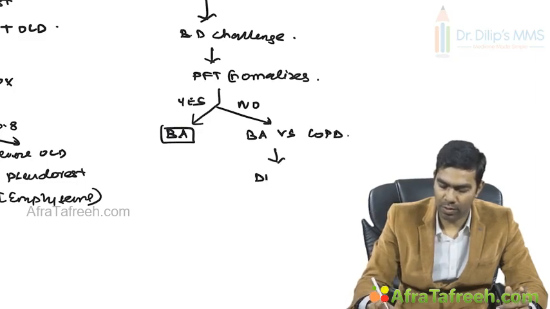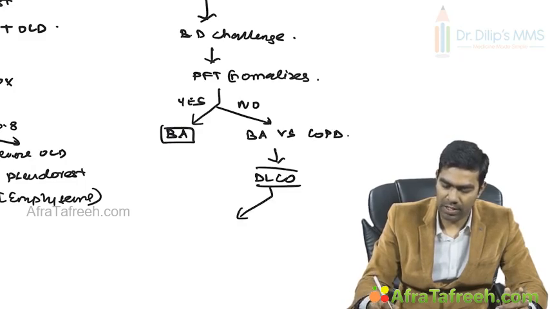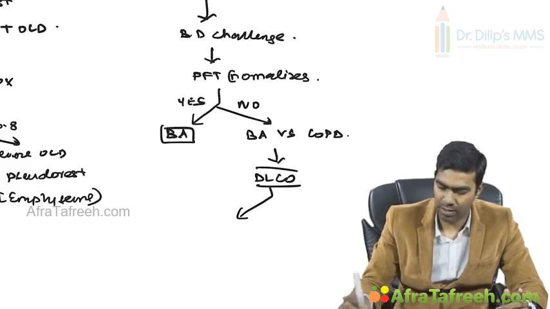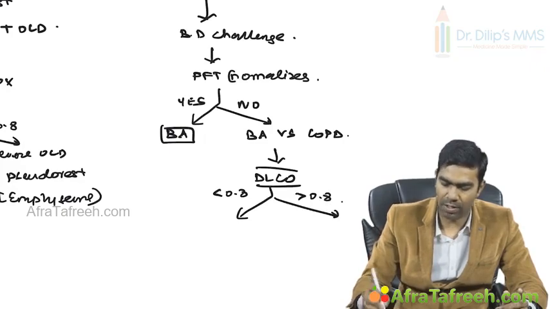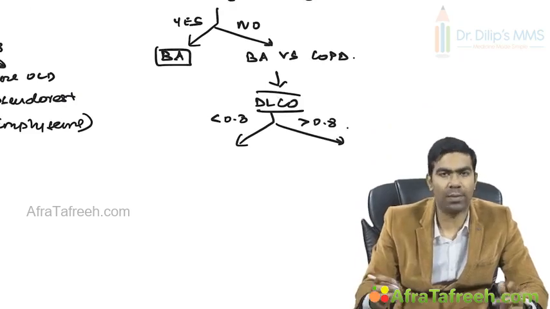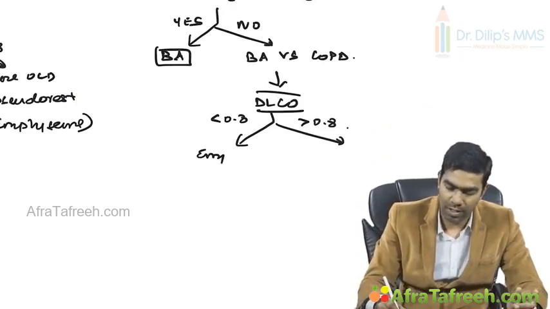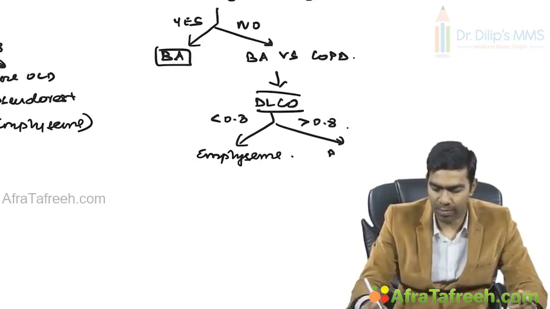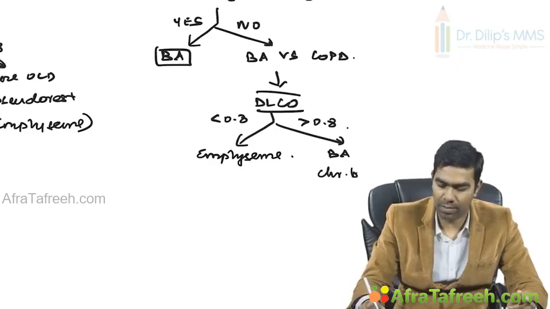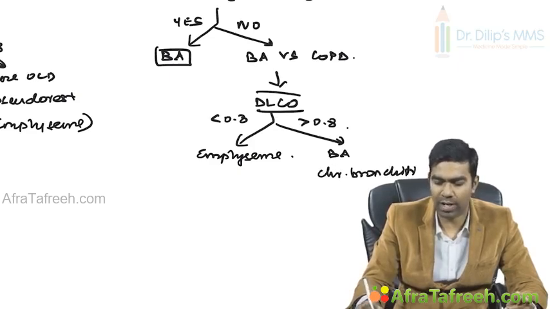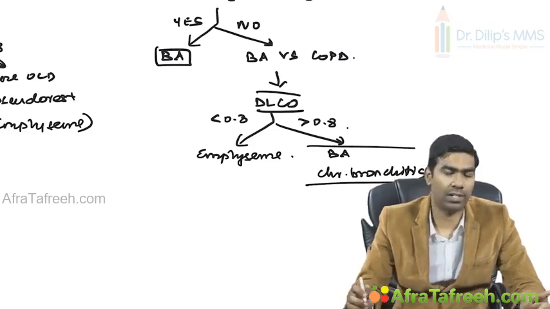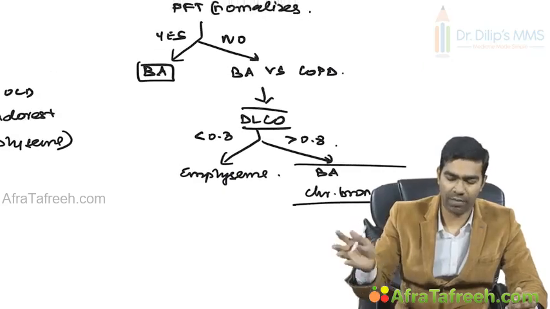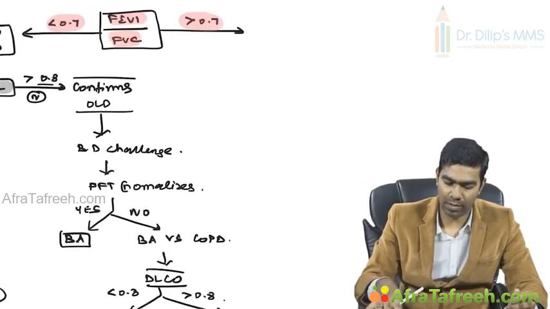So, do a DLCO. In this condition, if DLCO is decreased, that is less than 0.8, or DLCO is normal, more than 0.8. If DLCO is decreased, the only obstructive lung disease that has reduced DLCO is emphysema. Then if DLCO is more than 0.8, it indicates either bronchial asthma or a chronic bronchitis. Many times it will be an overlap, like chronic asthmatic bronchitis they will call. Anyway, fine. So this is how you make a diagnosis.